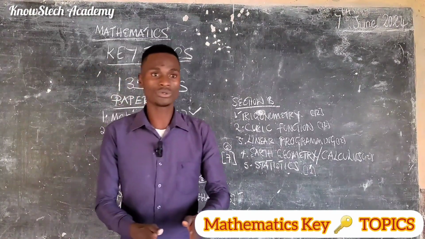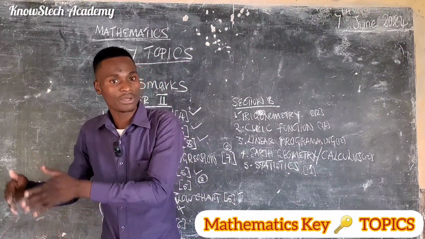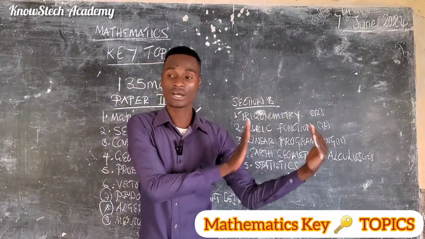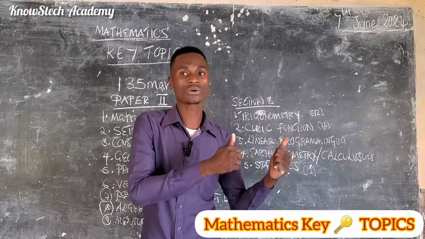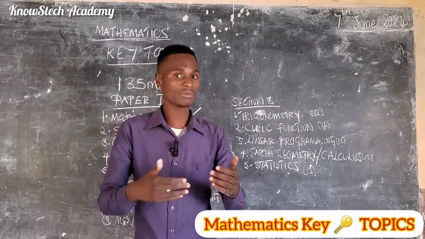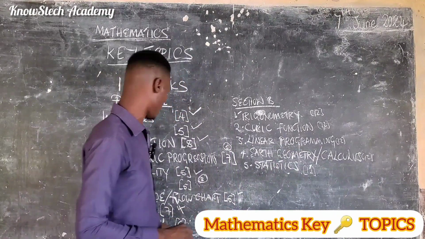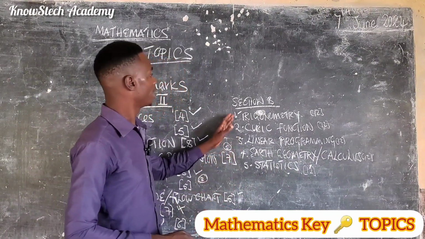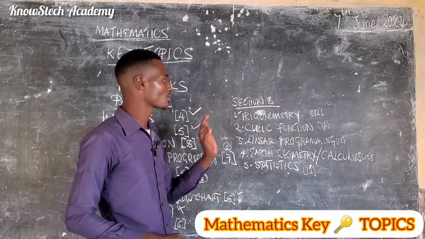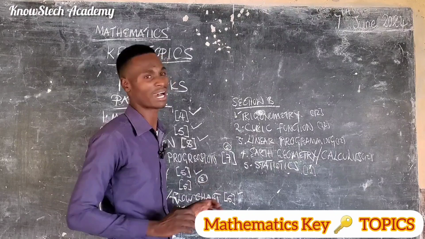So you need to be safe. Know how to find the volume of the frustum of the cone and of the pyramid. Not only that, but also the surface areas of the prism and the cone. Then section B, trigonometry. So here we're not going to play smart.